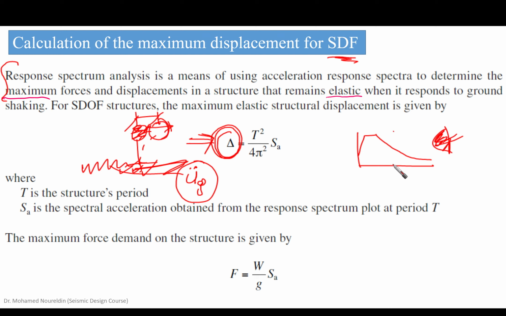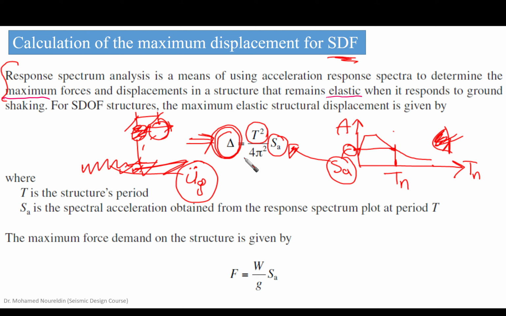If we know T_n of the system and we have the acceleration response spectrum, with acceleration on one axis and T_n on the other, then we can obtain the value of the maximum acceleration. We call it SA, spectral acceleration. And then, by making the back calculation of what we explained before, SA multiplied by the natural period of the system squared over 4 pi squared would equal delta.